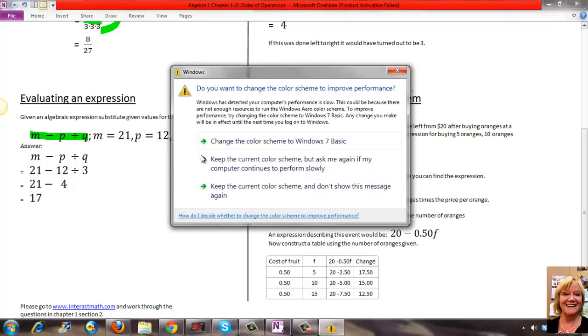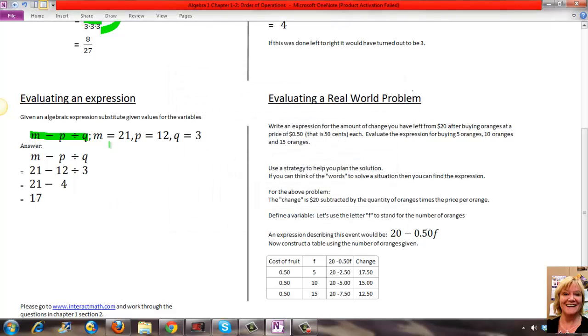Now they've told us what the m is, and they've told us m is 21, that p is 12, and that q is 3. So we're going to replace the m. You can see right here I've rewritten the problem.